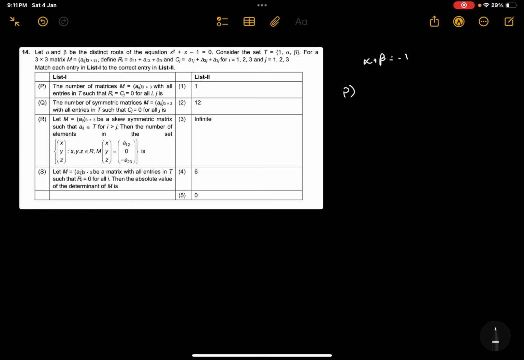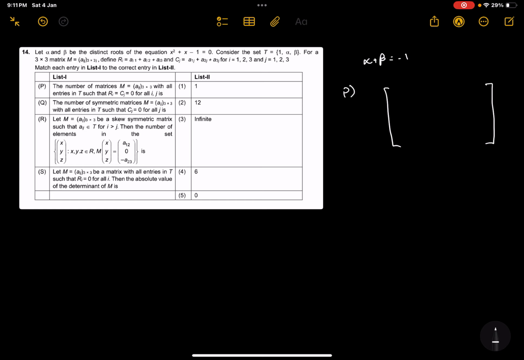We have to find the number of matrices such that the sum of each row and sum of each column is 0, and the elements should be from T. So if the sum of a row or column is 0, then the elements should be 1, alpha and beta. All the three should be there. So one element is 1, another is alpha, the third is beta, because in any other configuration, the sum won't come out to be 0.